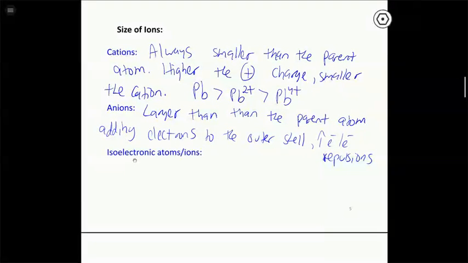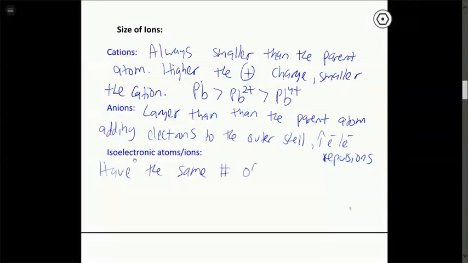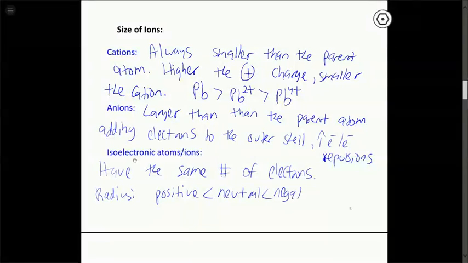And then we also have this situation called isoelectronic atoms or ions. Sometimes it's very possible to have atoms and ions that have the same number of electrons, in which case they would also have the exact same configuration. So you can have two different ions that have the same configuration. If we're comparing the radius of these ions, the more positive ions are going to be the smallest. If you have a neutral atom, that's going to be in the middle. If you have an anion or negatively charged ion, that's going to be the biggest.